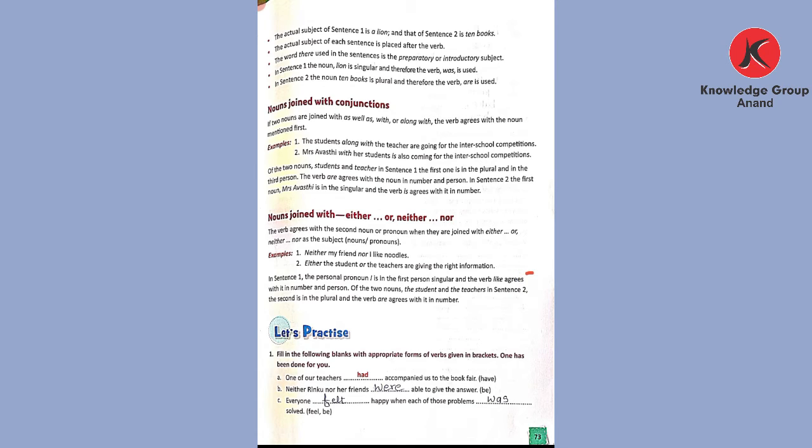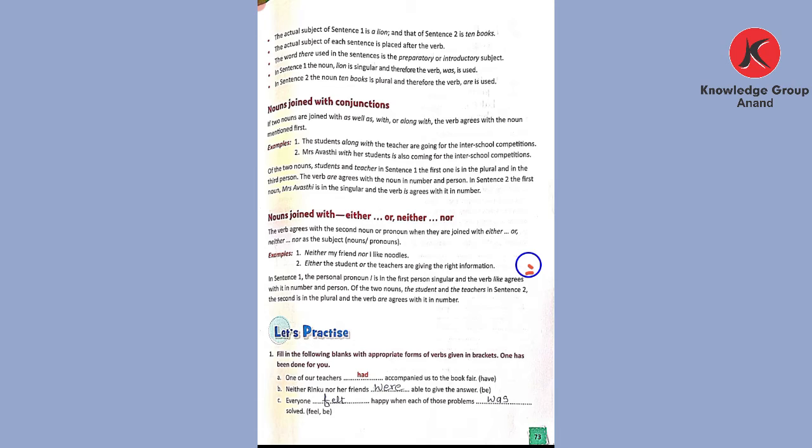Now let us go through the exercise, page number 73. Fill in the following blanks with the appropriate forms of the verbs given in brackets. One has been done for you. So one of our teachers, have past tense, जैसे कि हमने टेबल में देखा था बच्चों, पेज नंबर 70 पे हमने टेबल्स देखा था, उसमें पास्ट टेंस have का पास्ट टेंस क्या है? Had. So, had accompanied us to the book fair. Neither Rinku nor her friends.